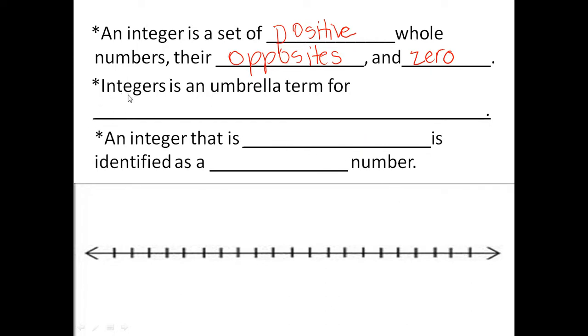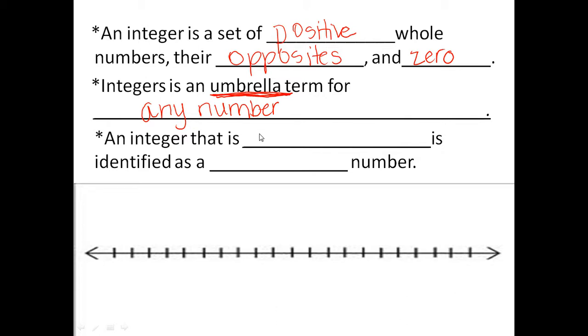The second star says that integers is an umbrella term. Umbrella term means just a general term. It covers everything. So it's an umbrella term for any number. And it's really any whole number, but it can be negative or positive. Okay? So no fractions or decimals here. I know you're glad to hear that.